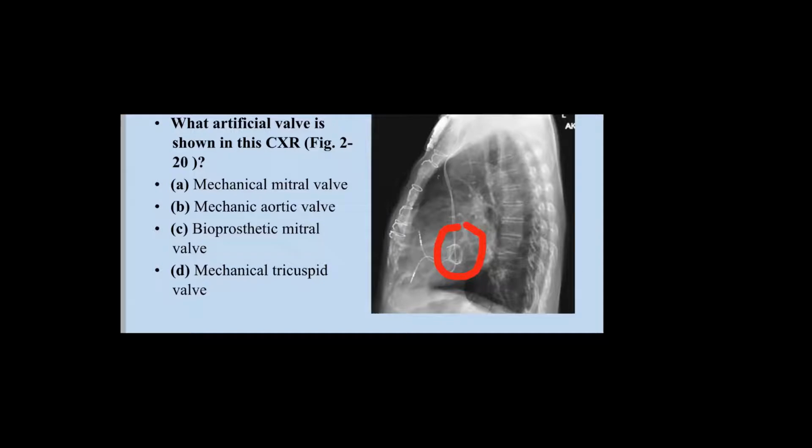But this is bioprosthesis. If it's a mechanical prosthesis, you will see discs. You don't see a disc here. So this is bioprosthesis. Now, is it mitral, aortic, or tricuspid? I think if you go from the hilum downward, falling below that line, that's mitral. Okay, so this is bioprosthetic mitral. Okay, good.